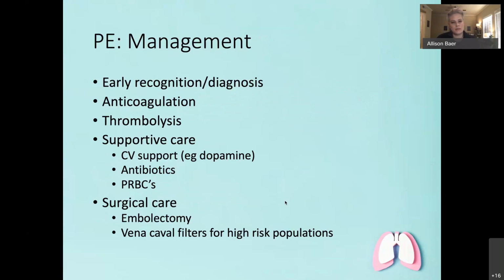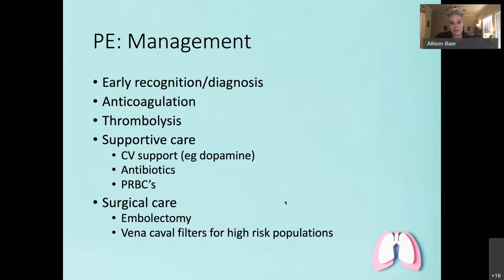So management, the biggest thing is early recognition and diagnosis. Like I said, it can be underdiagnosed in kids, but you want to start them on some kind of anticoagulation. So immediately you might be starting them on a heparin drip. If it's something that becomes more of a chronic issue, they could transition to some of the injectables. If it's bad enough, they might need thrombolysis or some kind of surgery to go in and do an embolectomy.